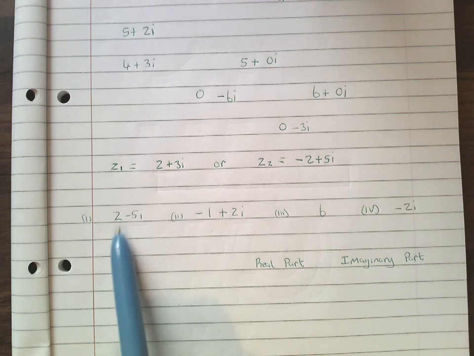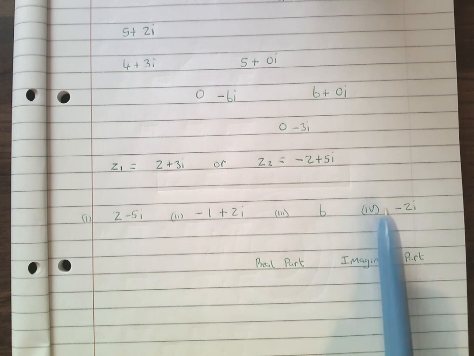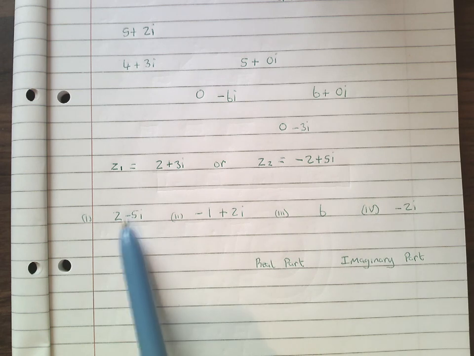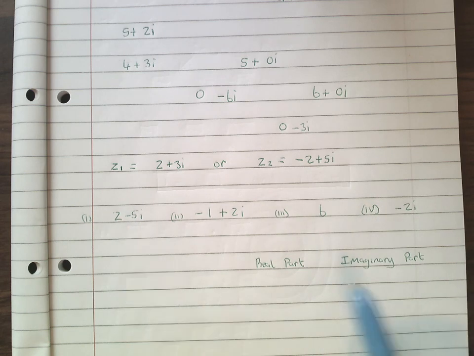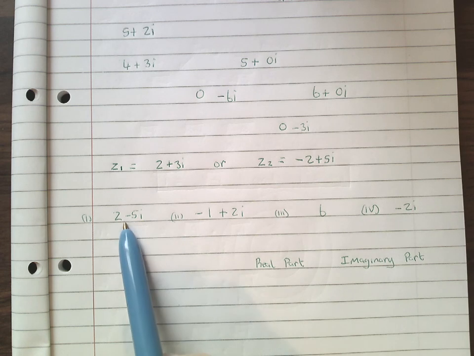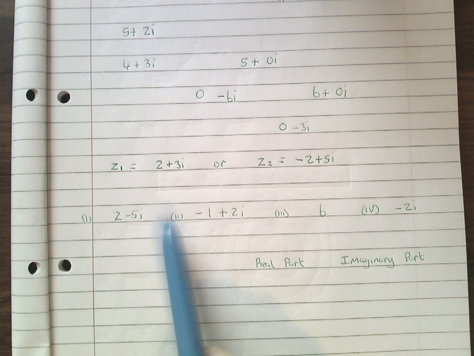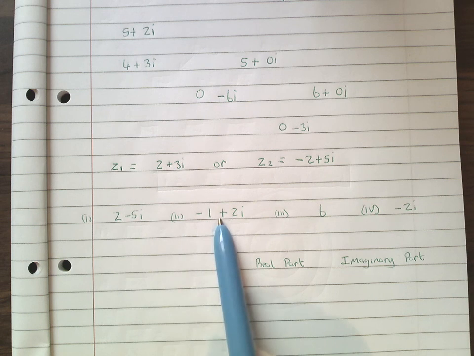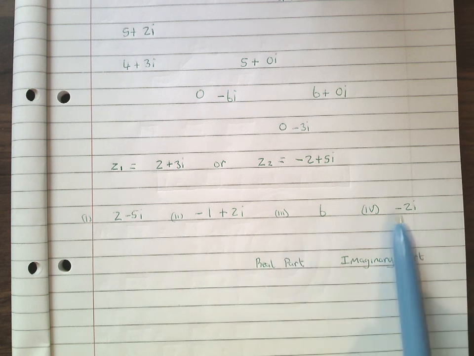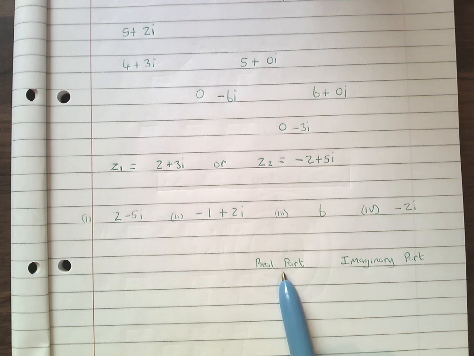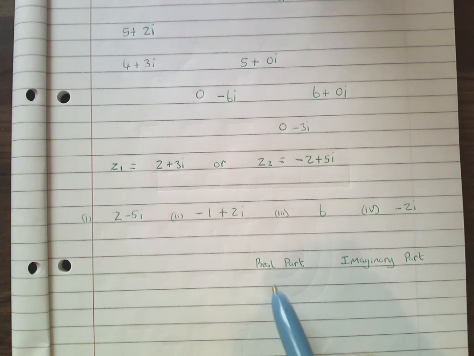So if we just have a look at these numbers here, 1, 2, 3, and 4. What we want to be able to do is, when we look at these, identify the real part and the imaginary part of each of these numbers. So if we start with the very first one, what's the real part? What I would ask you to do is pause the video, look at each of these, and indicate for each of them what's the real part and what's the imaginary part. Okay, if you've given them a go, we'll go through the answers now.